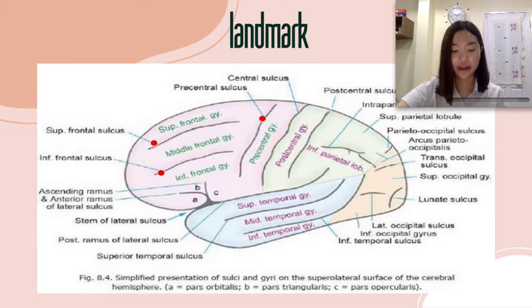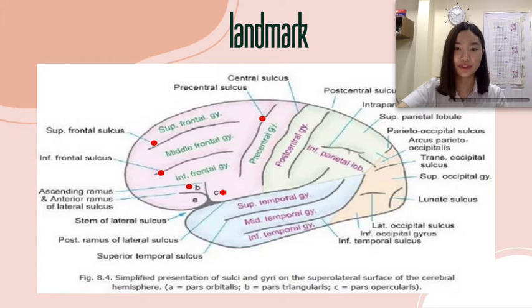Also, the anterior ascending rami of the lateral sulcus extend into the inferior frontal gyrus, and you can see it divides into three parts, A, B, C, which are called pars orbitalis, pars triangularis, and pars opercularis, respectively. And these two areas, the pars triangularis and pars opercularis, are referred to as Broca's area.